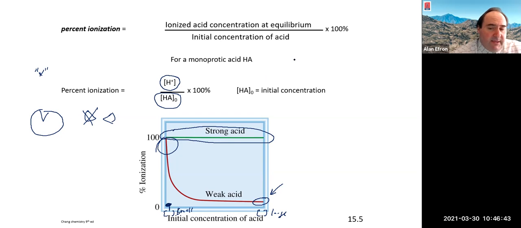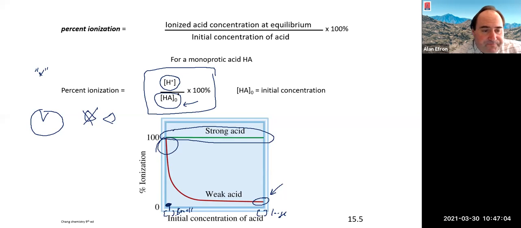To calculate the percent ionization, it is this formula here. You basically take the concentration of H+ in the solution, divide it by the initial concentration of the acid, that's what the little circle or zero on the bottom means, and times it by 100. That will give you the percent ionization for your particular acid.